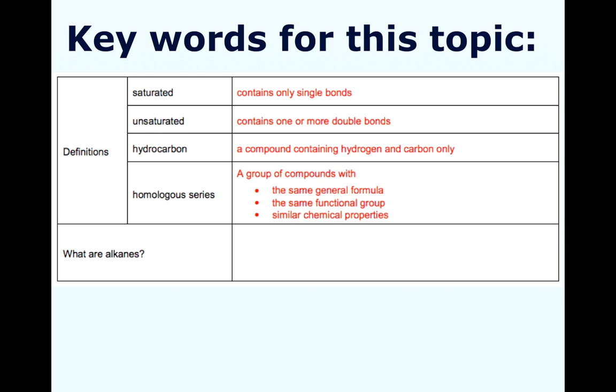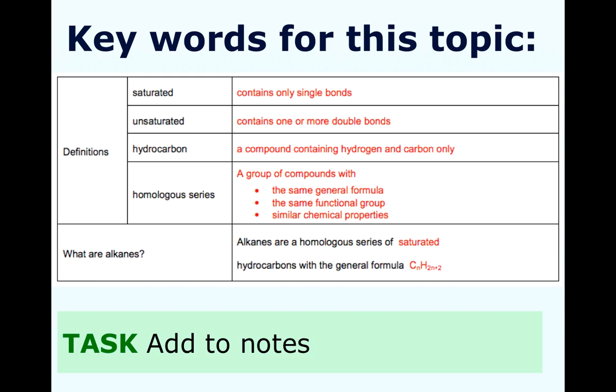For today's lesson, you need to be able to answer and explain what are alkanes. So alkanes are a homologous series of saturated hydrocarbons with the general formula CnH2n+2. That was like a test of if I could get all the keywords into one sentence, but there you go. Right, what I'd like you to do is pause the video now and add to your notes the keywords and their definitions, and then restart the video.